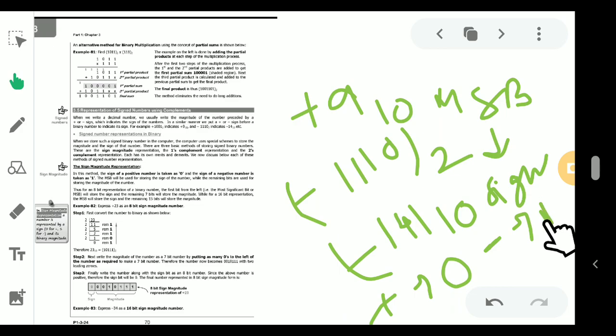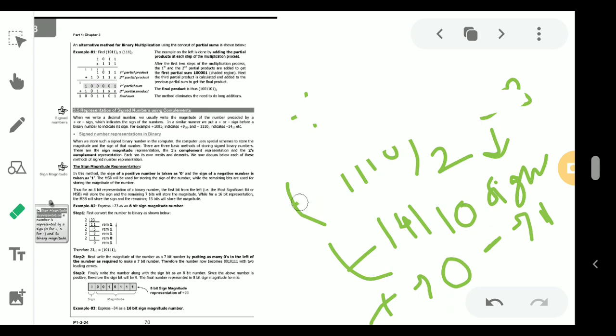Now coming back to the representation point of view. The question is: represent positive 23 base 10 as an 8-bit sign magnitude number. Don't worry about the 8-bit, 16-bit concept. Let's first see how we represent it, then I will tell you what the 8-bit and 16-bit representation means. So 23 base 10 is there.